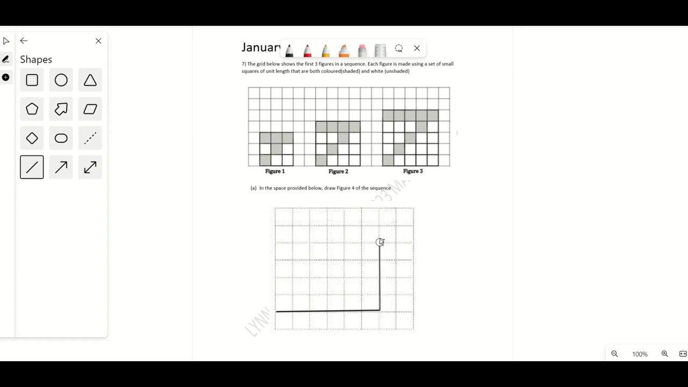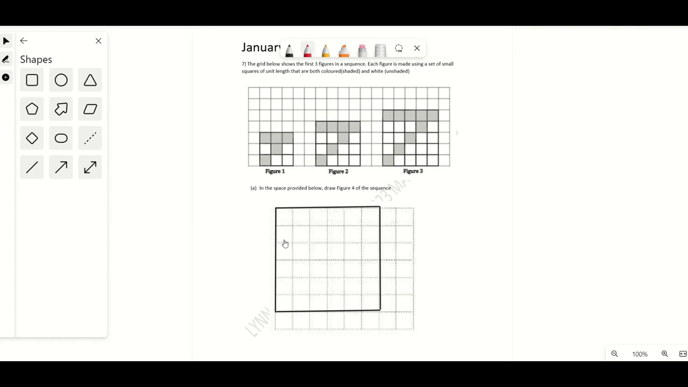1, 2, 3, 4, 5, 6. Is that 6 and 6? Yeah. And then we're going to go across. 1, 2, 3, 4, 5, 6. And then we're going to go down. 1, 2, 3, 4, 5, 6. Right? So this is how the big square is going to look. And then we're going to do the shaded part.